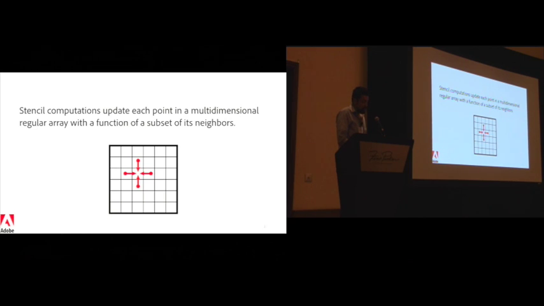To begin with, let me first talk about what a stencil computation is. A stencil computation is a common pattern that appears in scientific simulation codes and image processing and so on. It's basically a pattern where you're updating a multidimensional grid of points based on a subset of each point's neighbors.